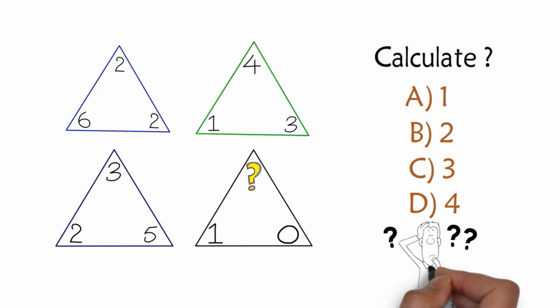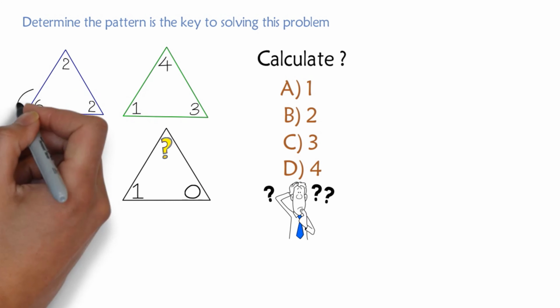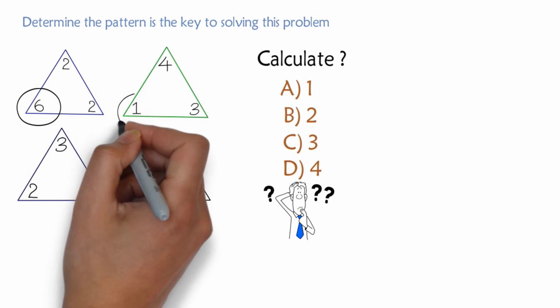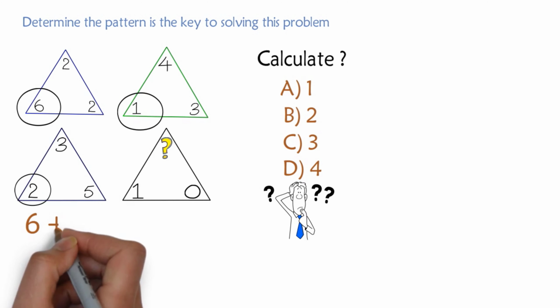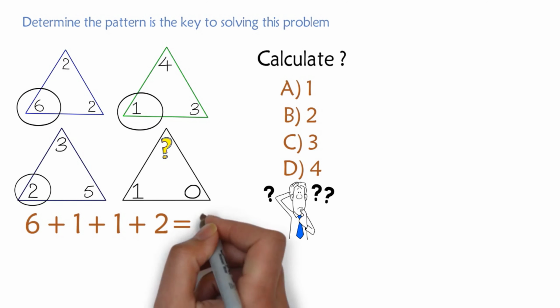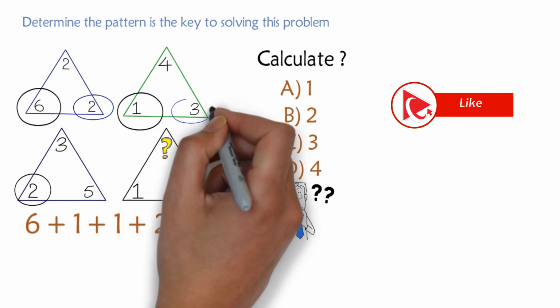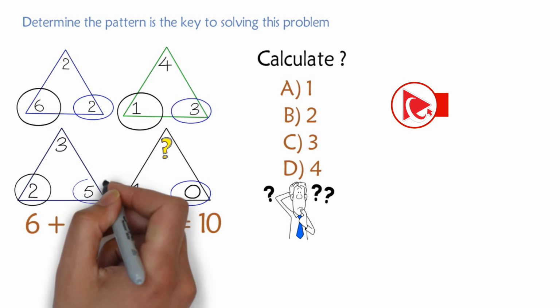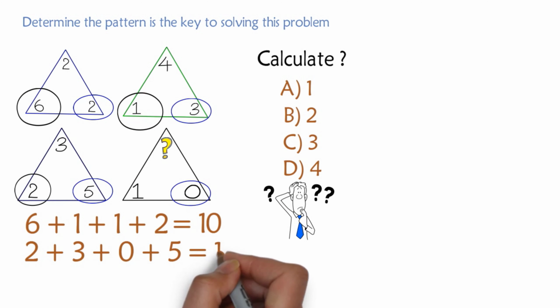Let's continue to see how we can solve this challenge together. Determining the pattern is the key to solving this challenge. For example, if you add up the numbers in the lower left corners, 6 plus 1 plus 1 plus 2 in all triangles, you will get the sum of 10. Same thing happens when you add up the numbers in the bottom right corners of the same triangles. 2 plus 3 plus 0 plus 5 also equals 10.